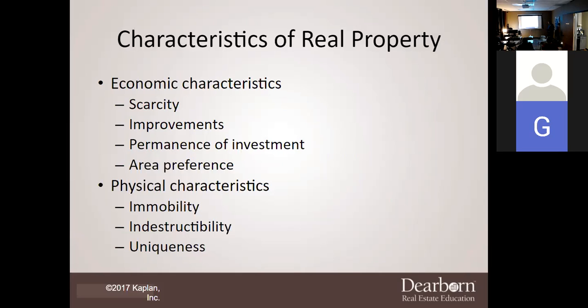Another thing is you can improve it. One thing about real property is you can build on it, make it bigger, make it better, tear it down, restart, whatever you want. You can add value to it. It also is a very permanent investment. And there is area preference. Basically, a property located in College Station, Texas, is not going to have as much value as a property on Miami Beach. There's a difference. That's what gives the land value.